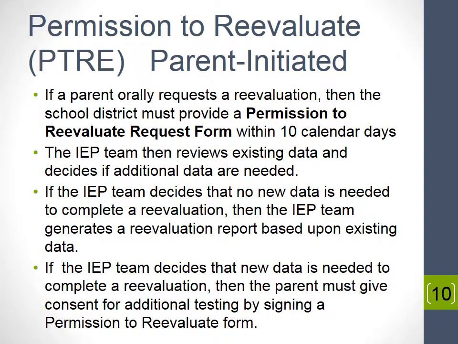Parents have a right to request a reevaluation. We suggest that a parent always make this request in writing. Whether a parent makes the request orally or in writing, the school district must respond. Within 10 calendar days after the request is made, the school district must provide a permission to reevaluate request form for the parent to complete. Once the written request is received, the process continues as was described in the previous slide.